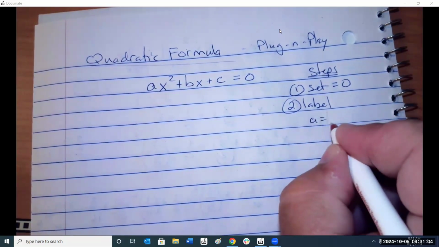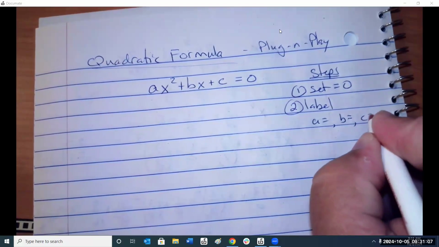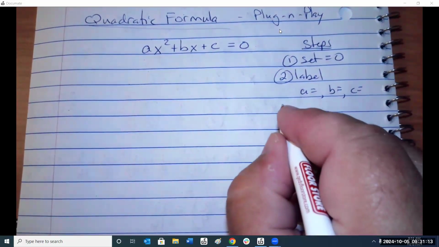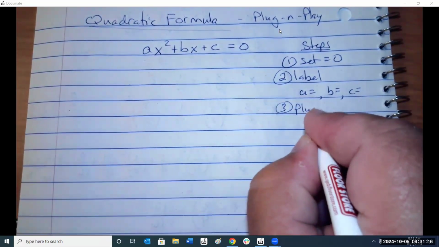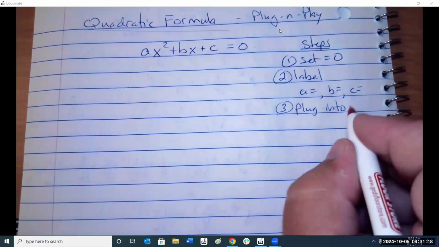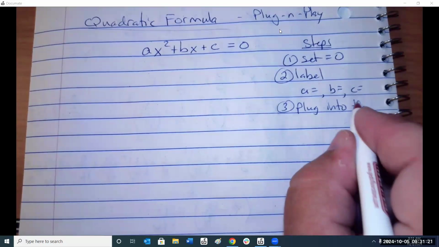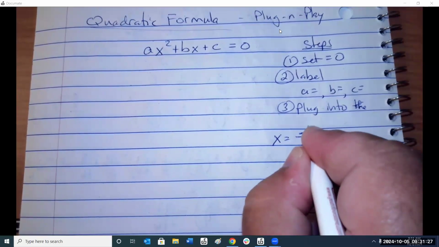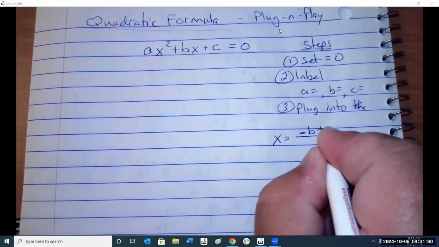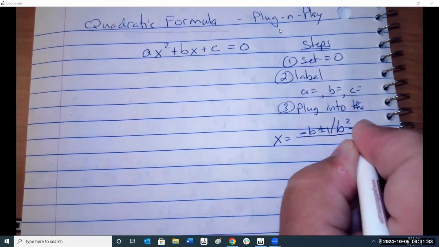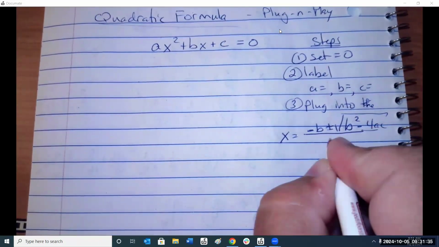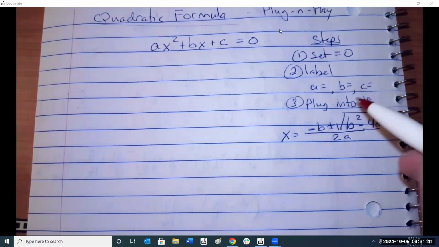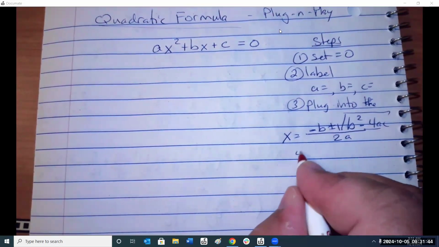Label A, B, and C. Tell me what they are. Plug into the quadratic formula, which is this one. Negative B plus or minus the square root of B squared minus 4AC over 2A. Just plug in your A, B, Cs in there and solve.